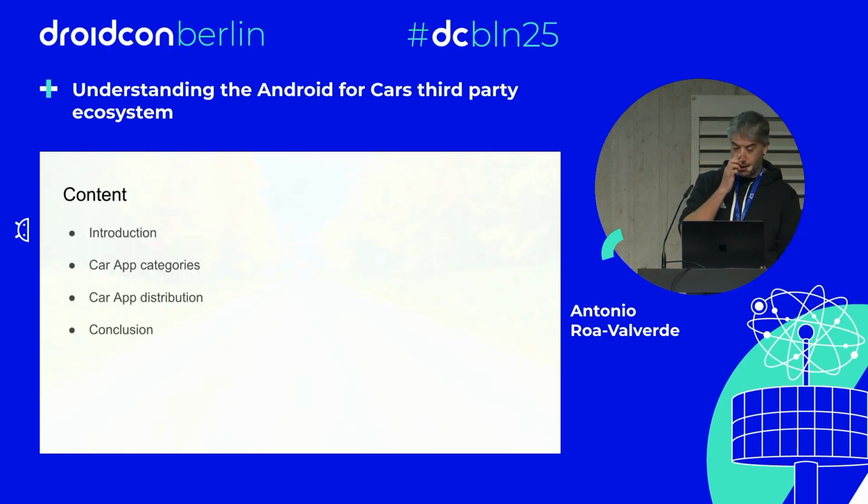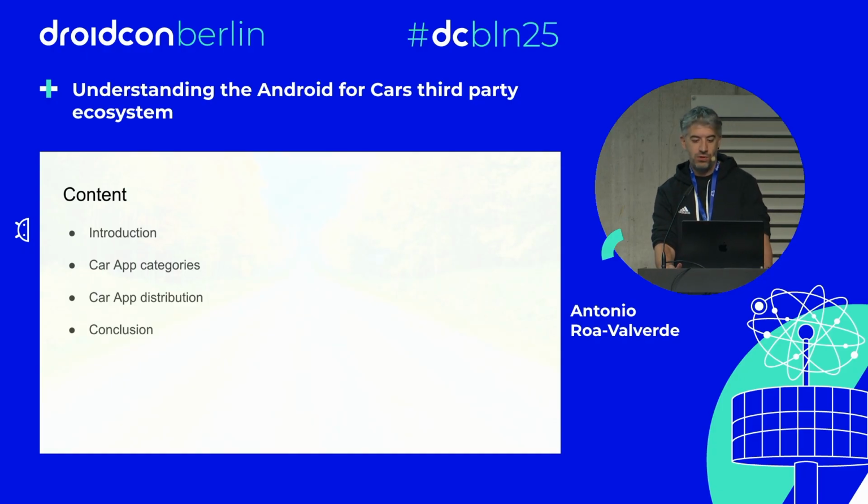That being said, we will start with a quick introduction to the Android for Cars ecosystem. Then we will have an overview of the different apps that can be published. Next, we will look at the existing distribution channels for your kind of apps. And finally, we will do a quick review of the ecosystem, and I will try to share some personal observations along the way.